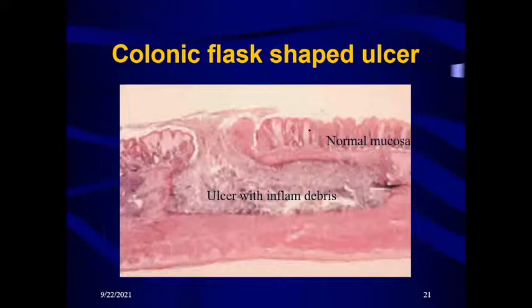This is a normal mucosa. This is an attempt to demonstrate the flask-shaped ulcer. This is the mouth of the flask, this is the neck, and then this is the base. These are flask-shaped: wide base, narrow neck, and then a mouth at the top, filled with inflammatory debris. These are the necrotic cells and mainly leukocytes.